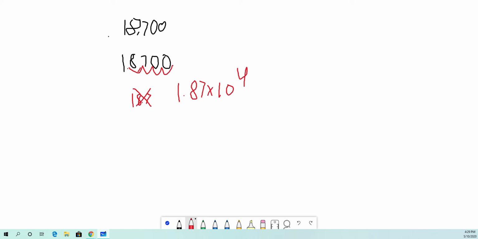So 1.87 times 10 to the 4th power. A general rule to keep in mind: if your whole number, the number that's in standard form, is big, your exponent is going to be positive. If the number is small, your exponent is going to be negative. Another way to look at that, if you're moving your decimal from left to right, it's going to be positive. If you're moving from right to left, it's going to be negative.